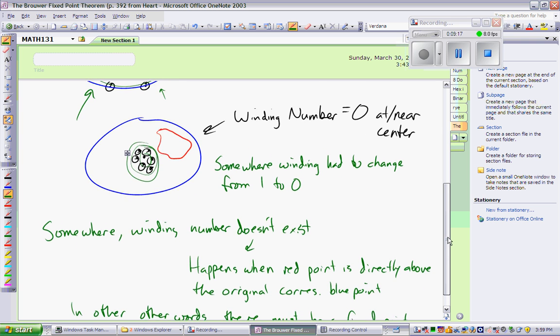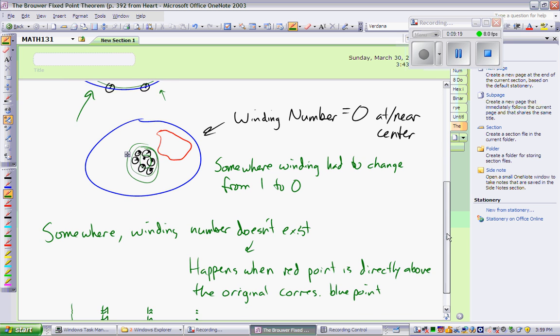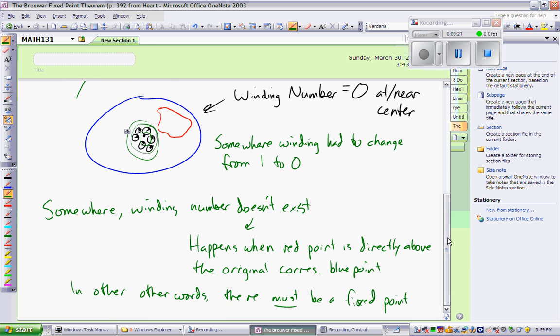And that's going to happen when the compass is right on the point where the original red and blue match. That's what a fixed point is. So essentially that proves that there must be a fixed point. And it's a pretty important theorem. We'll talk about it more in class.